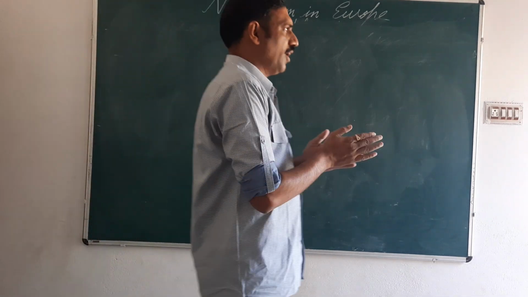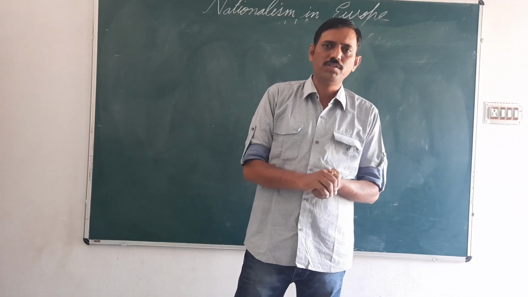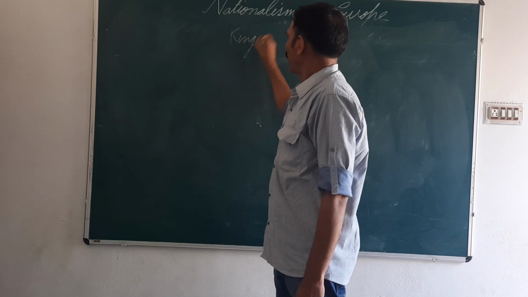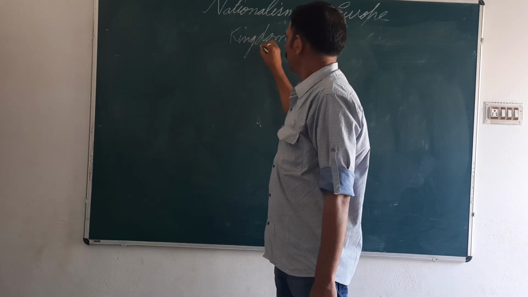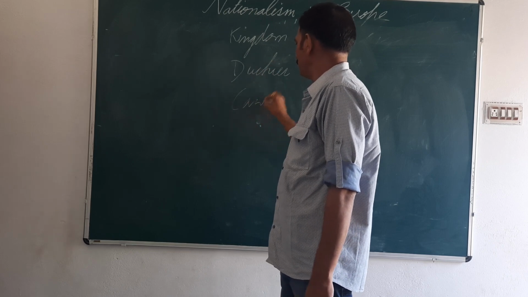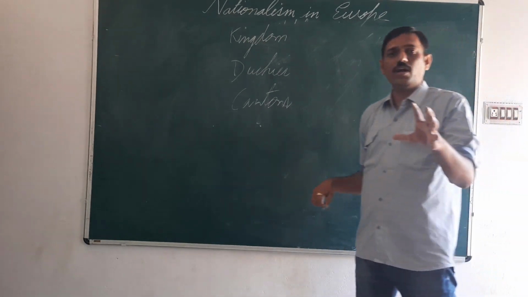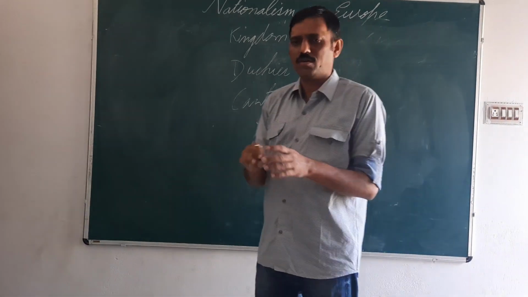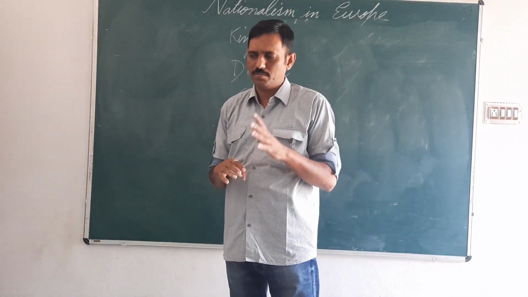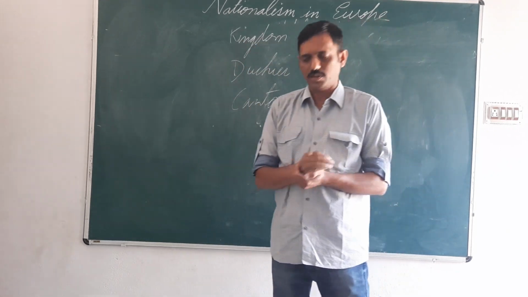Now, the making of nationalism in Europe. Europe was divided into many countries, kingdoms. These kingdoms were divided into duchies and cantons. And most of these duchies and cantons were like autonomous rulers. They were nearly free. They had their own culture. The way of governing and administration was totally different in different parts of the country.